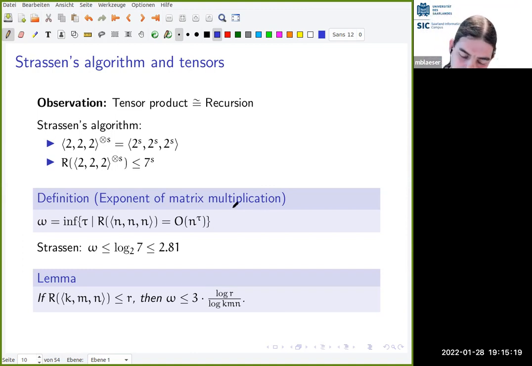Then we define the exponent of matrix multiplication. This is simply the infimum over all tau such that the rank of matrix multiplication is bounded by n to the tau. And by Strassen, it follows that this omega is bounded by 2.81. Of course, you only get it here for powers of 2, but you can always fill in zeros and then bring it down to n. And this does not only work for 2 by 2 matrix multiplication. This essentially works for any starting algorithm, right? So this will be the crucial concept.